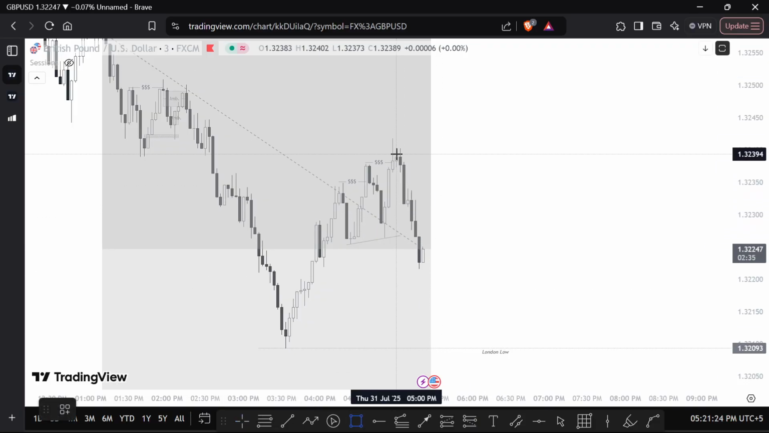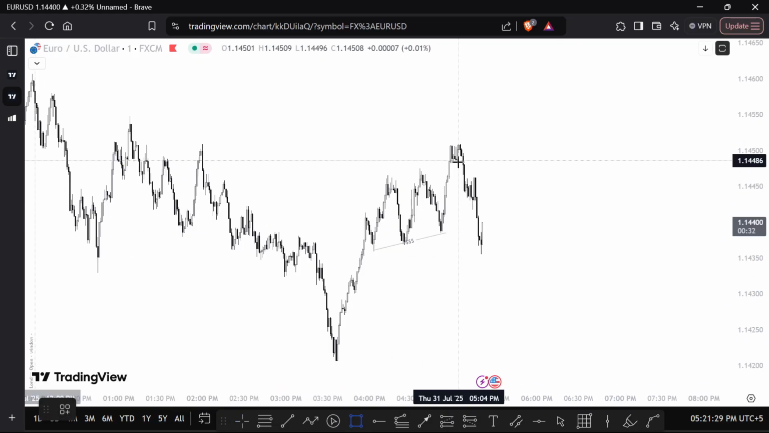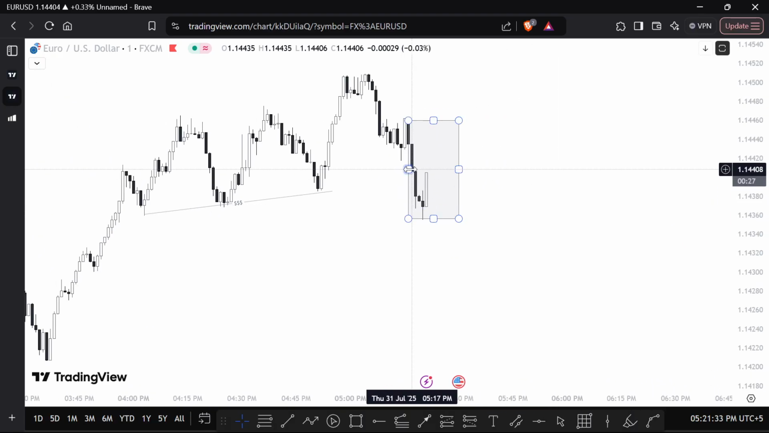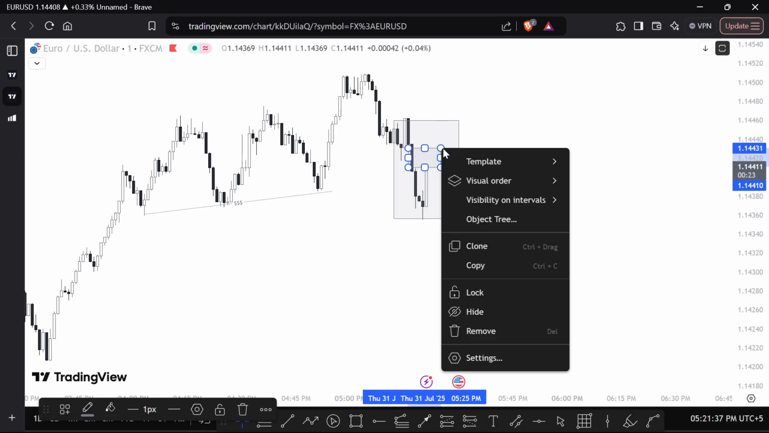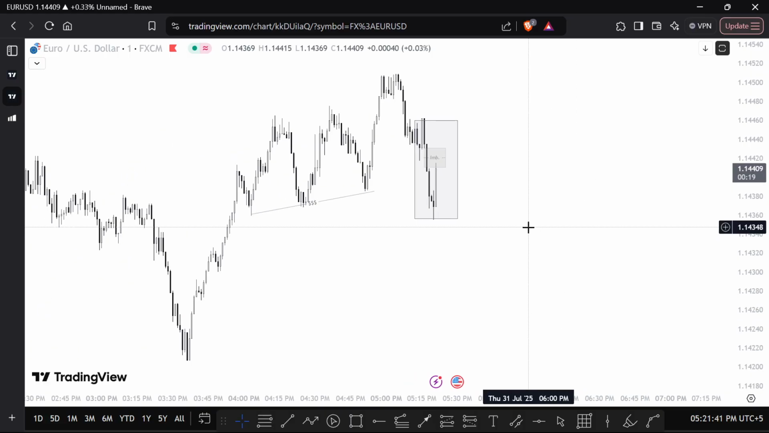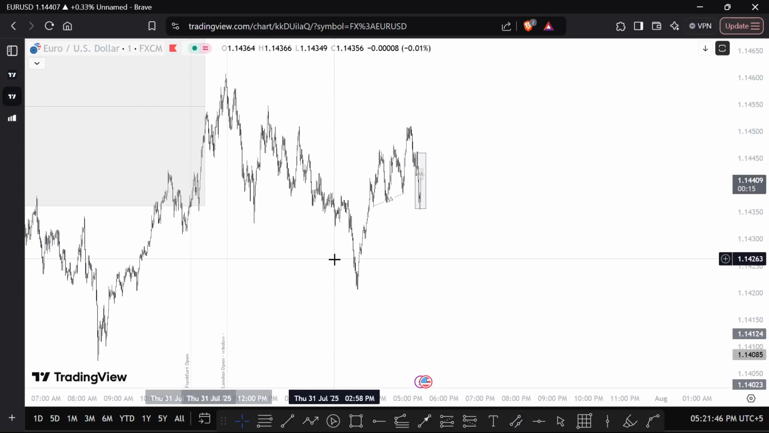From this range I'm expecting GU to reverse, and from this range I'm expecting EU to reverse. And I think the same things have started to happen in the market, because we also have some leftover imbalances over here. So the imbalance fill process has started in the market. All right, so that's the bias, that's the potential reversal points.